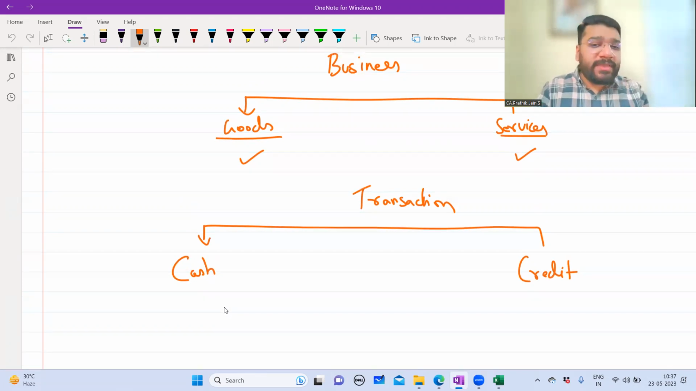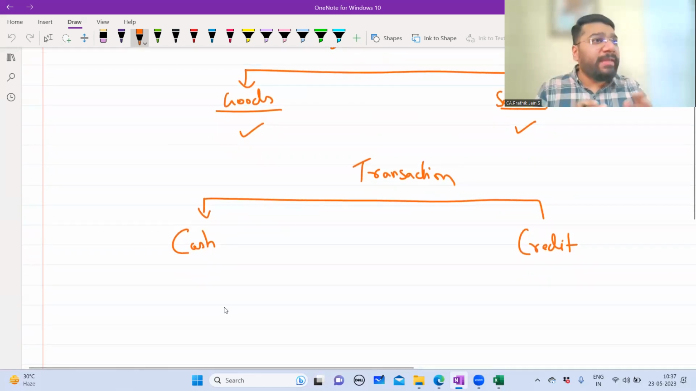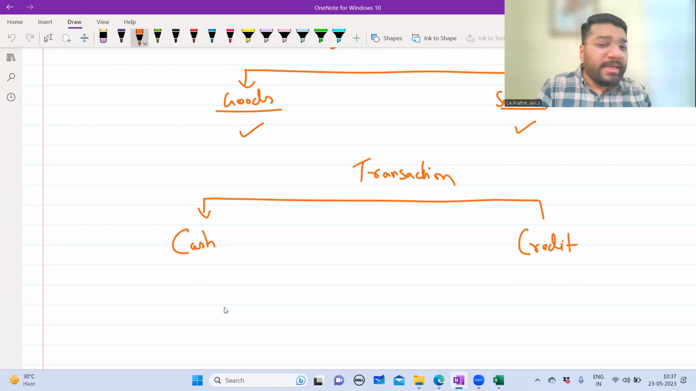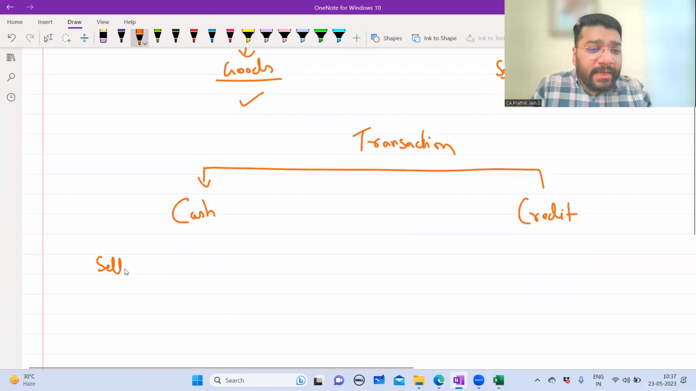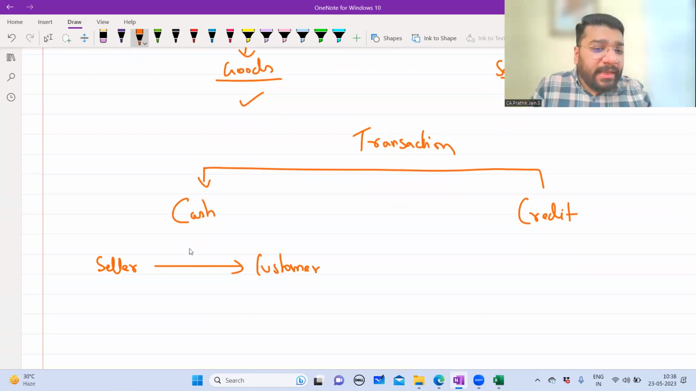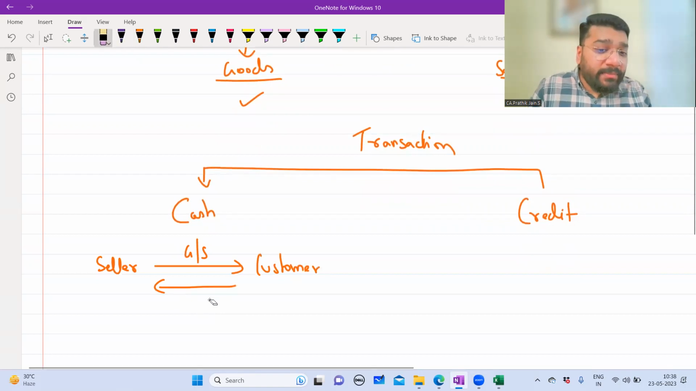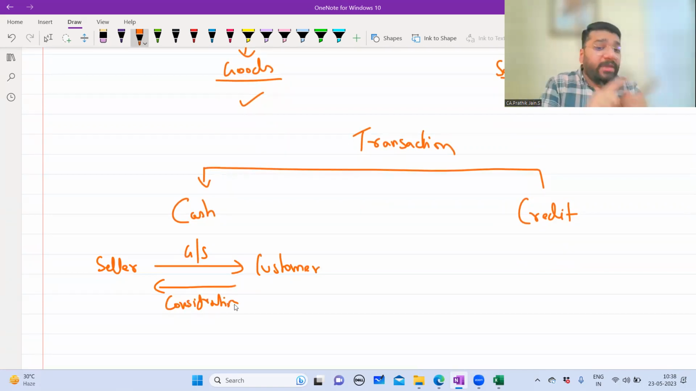So both goods and services, guys, transactions can be entered into either in the form of cash transaction or in the form of credit transaction. Cash transaction means what? Seller will sell the goods or services to the customer. In return, the customer will pay what? Consideration. I'll not say money, I will say consideration. Something in return. So the seller is giving goods to the customer. In return, the customer is giving some consideration. That consideration is coming immediately. One hand you give goods, another hand you receive the consideration.